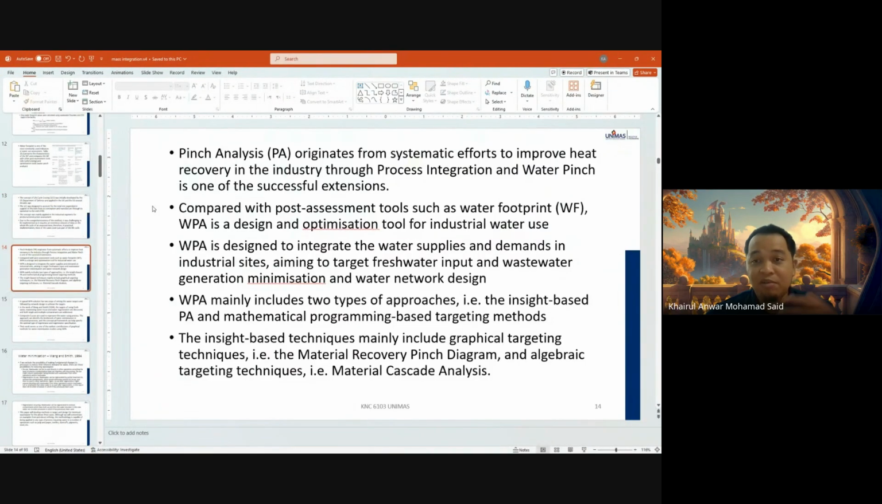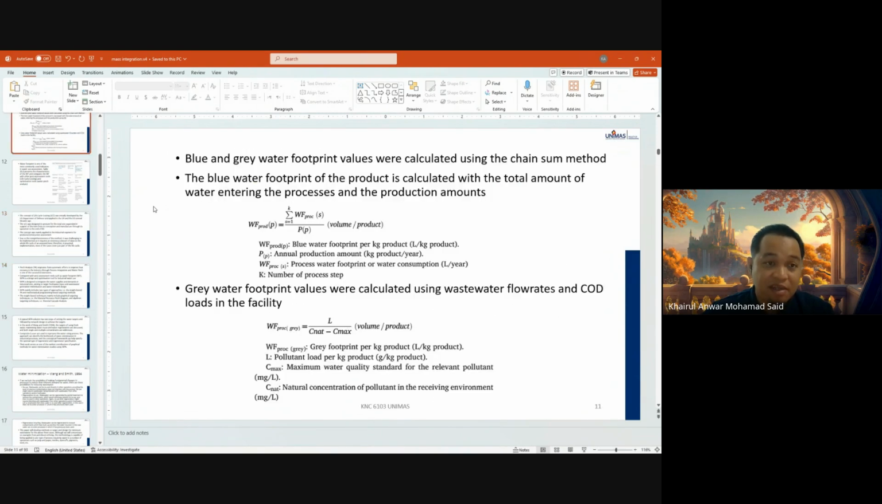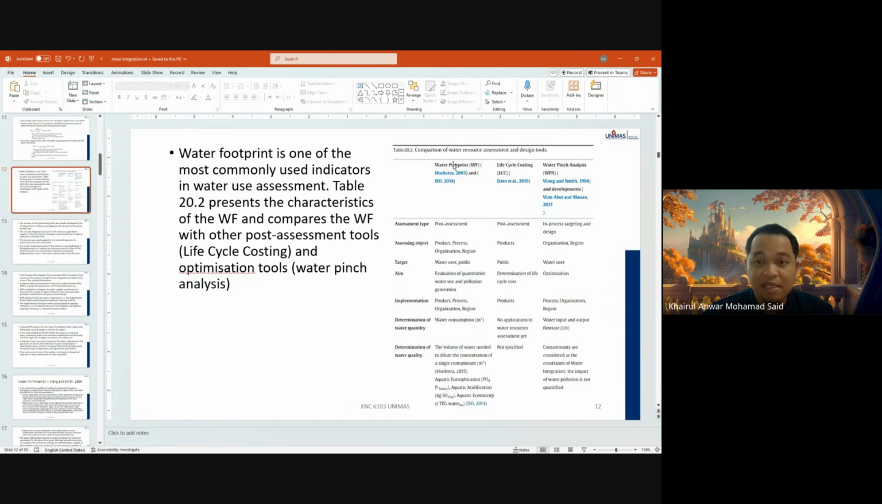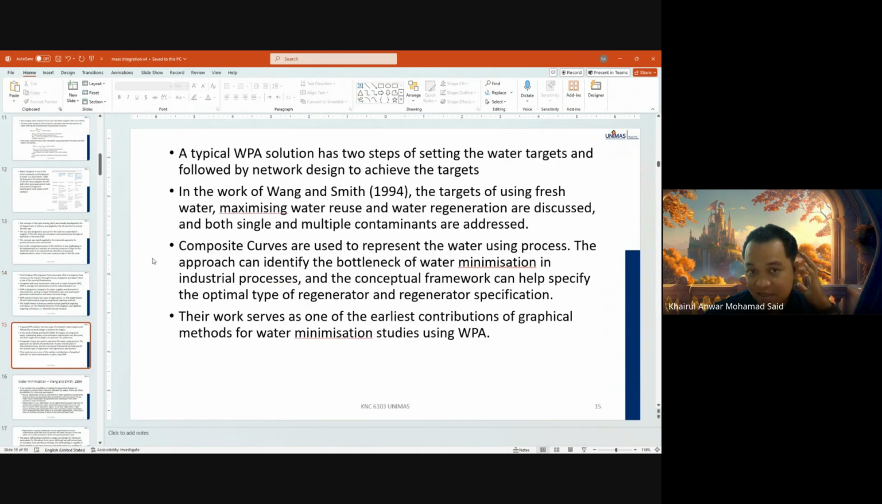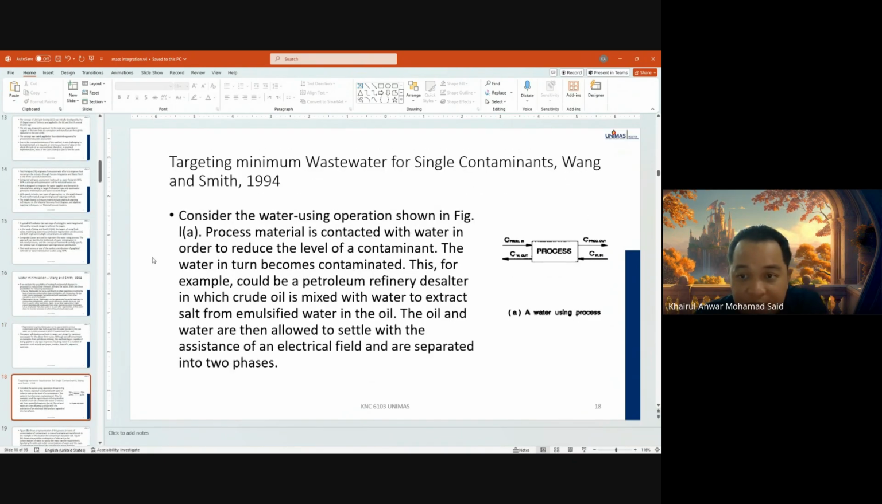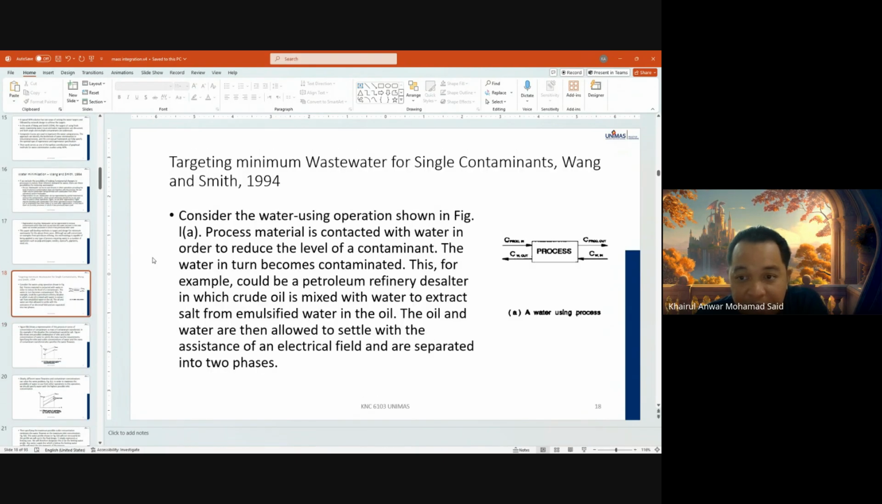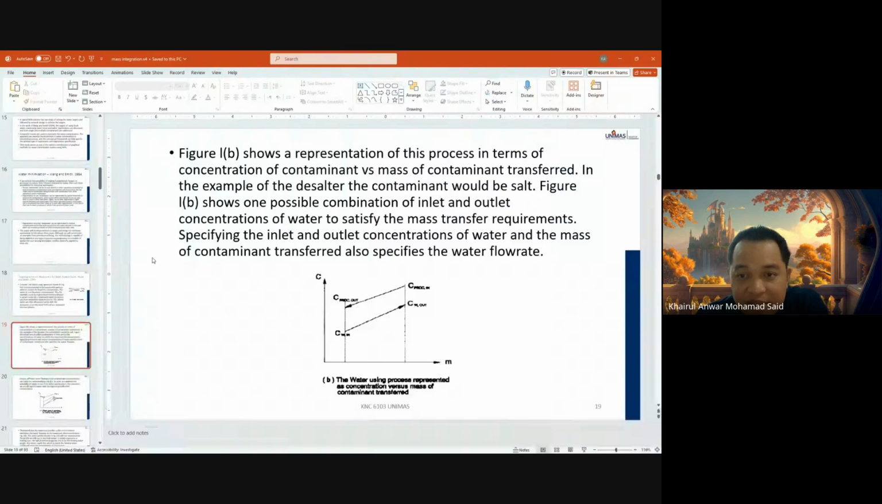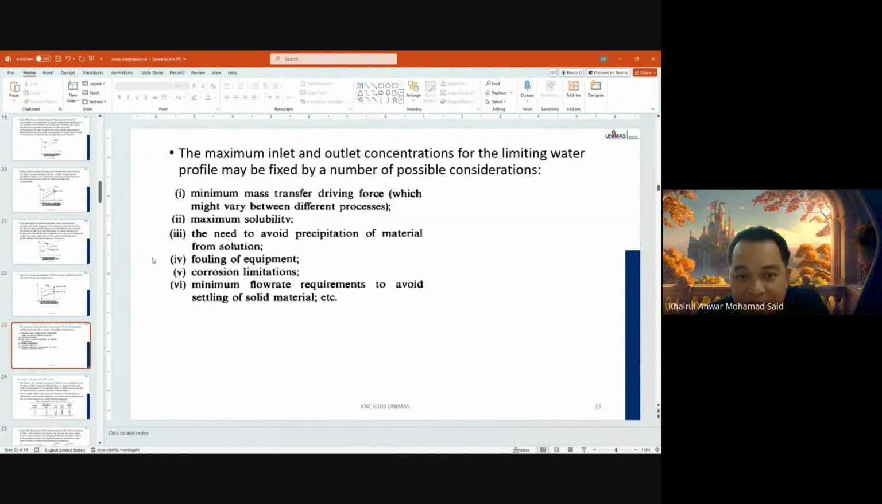Have you learned how to pinch? Not yet. But you know what a pinch is now. How does it differ from the water footprint and life cycle costing, the water minimization? See, this is an old paper, 1994. They are, I could say, pioneers for this method.